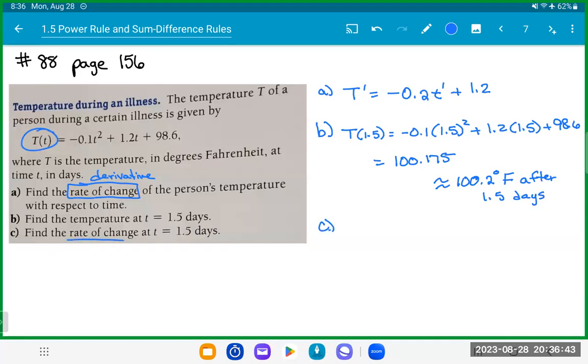Part C wants to know what is the rate of change at 1.5. So the rate of change, remember, is derivative. So I want to know what the derivative is at 1.5 days. So I have to go to that equation. And so that one is negative 0.2 times 1.5 plus 1.2. And that's going to give me 0.9. And so what this is telling me is that the temperature of the ill person is increasing by 0.9 degrees Fahrenheit per day after 1.5 days of illness.